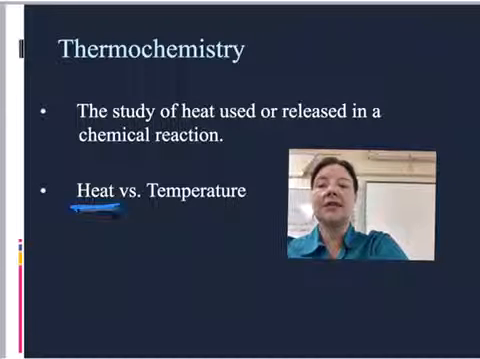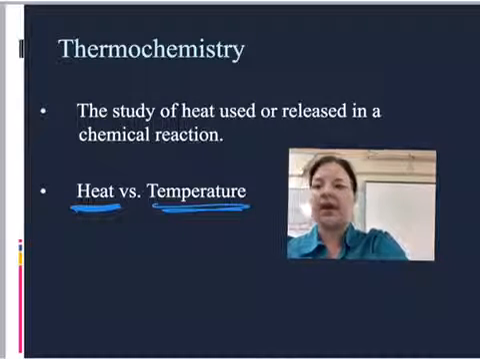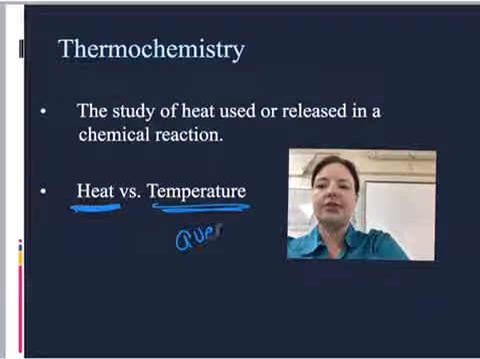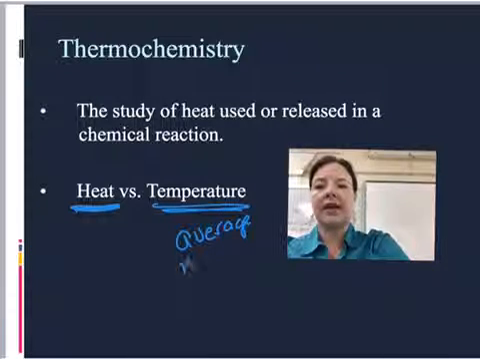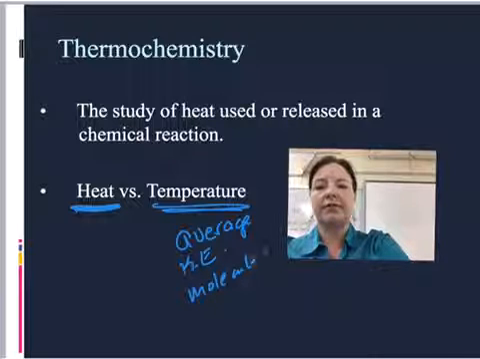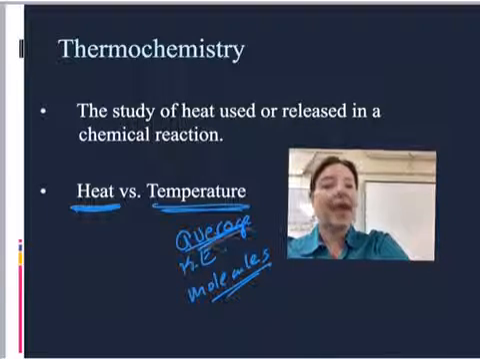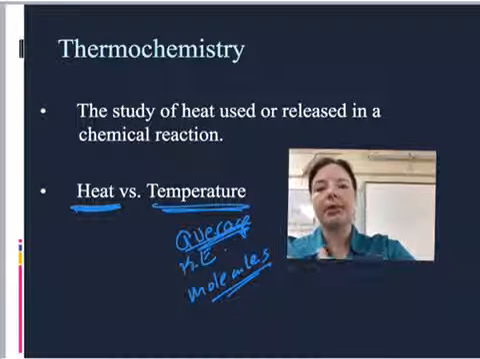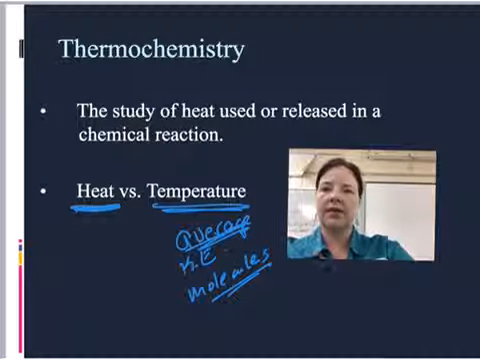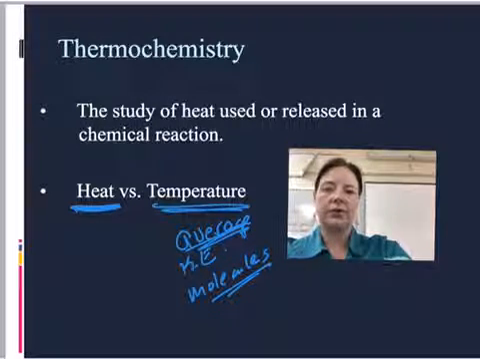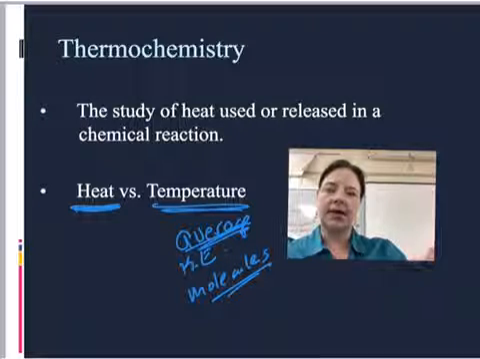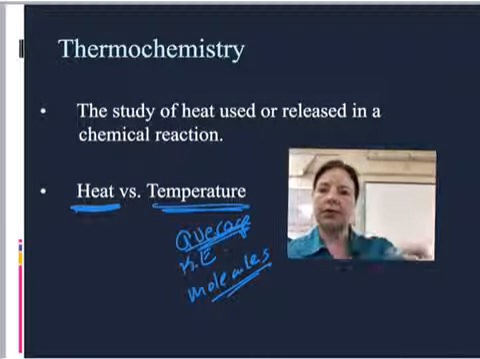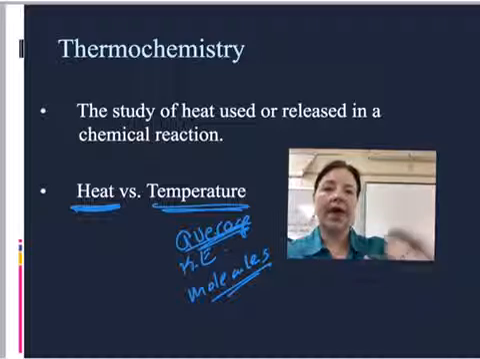So heat and temperature are different things. Temperature is an average of the kinetic energy of the molecules. So make yourself a note of this. Since it is an average, thermometers are not actually recording the individual temperature of all of the molecules. It's collecting data on all of the molecules that are moving around and recording an average of that.